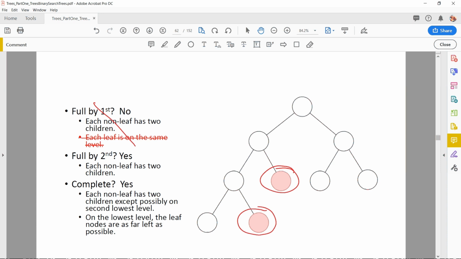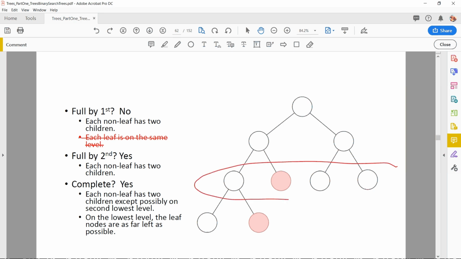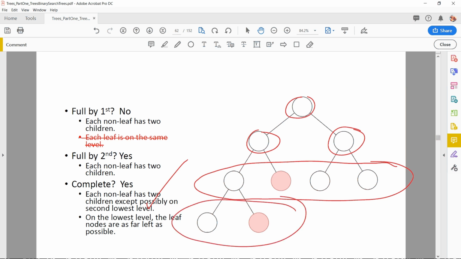Is it complete? Well, does each non-leaf have two children except for possibly the second to lowest level? So this is the second to lowest level, the one we can ignore. All the others, we want to make sure two children, two children, two children. Yep, so we're good there. On the lowest level are the leaf nodes as far left as possible? Well, this is the lowest level. Could they be any more far left? No. So this is an example of a tree that is not full by the first definition, is full by the second definition, and is complete.